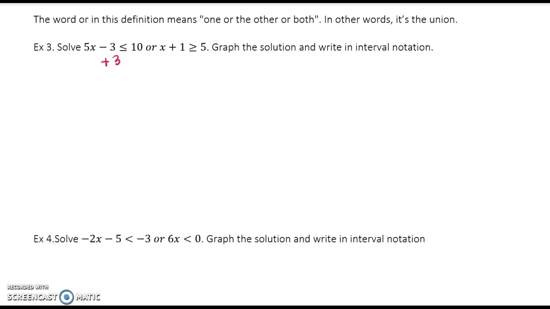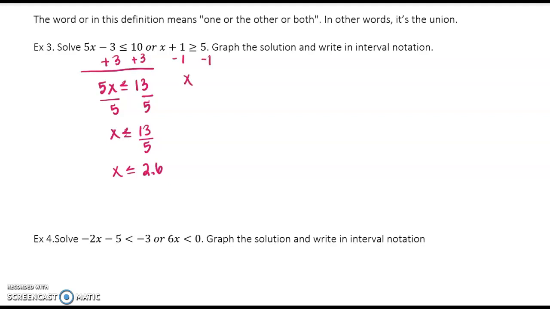So add 3 to the other side for the first inequality. And then we get 13 less than 5, less than 5. So that's approximately 2 point something. So I'm going to go ahead and take a calculator. Alright, so it's approximately 2.6. And then I'm going to go ahead and solve the other one. So subtract 1 to the other side. I get x is greater than or equal to 4.